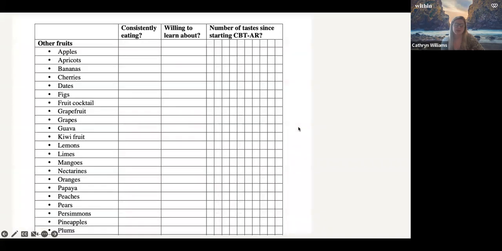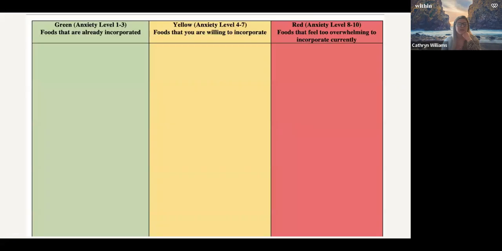And here's just a continuation of that same one from the CBT-AR workbook. Now, I also like this. This is just a different way of looking at the hierarchy of foods. We can have that very detailed version. Here's a little bit more simple, clean, kind of visual when it comes to the hierarchy of foods.